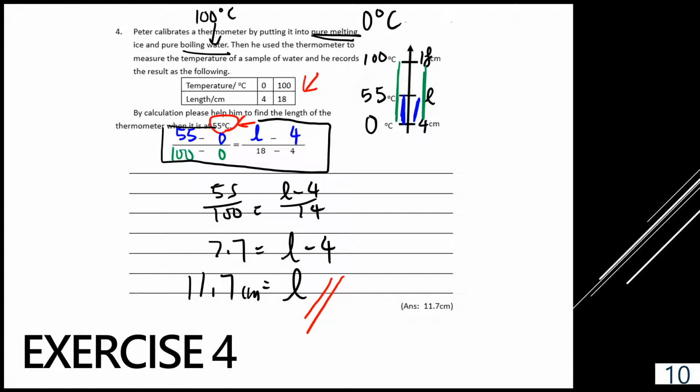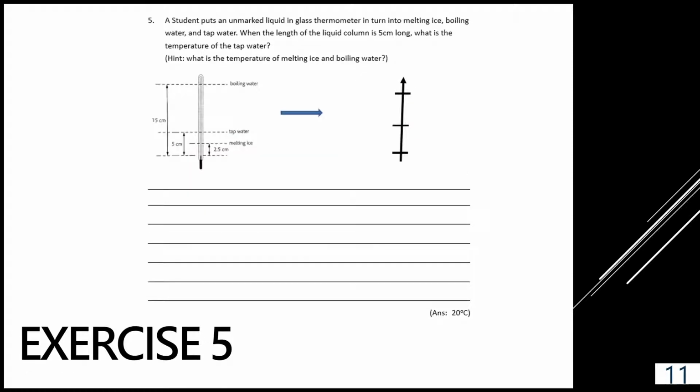If you got it wrong, you can stop the video and take a look at your answers carefully. Let's take a look at the last question. The last question, which I will discuss online, is question 5. You can stop it and do it, and then come back later. Now question 5. A student puts an unmarked liquid in glass thermometer in turn into melting ice, boiling water, and tap water. When the length of the liquid is 5 cm long, what is the temperature of it?